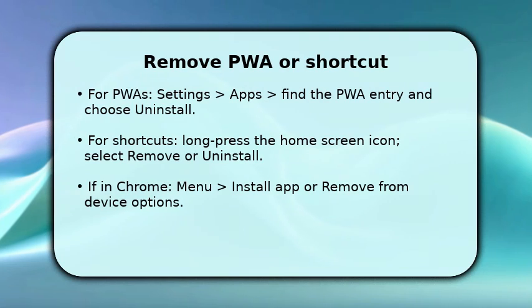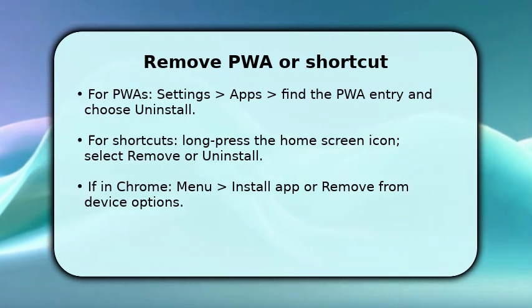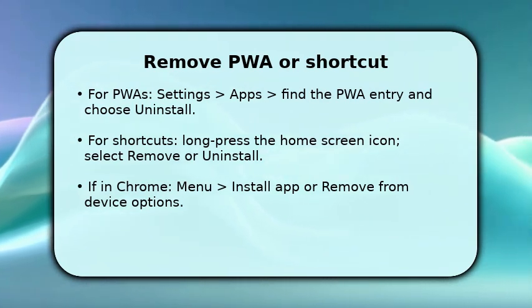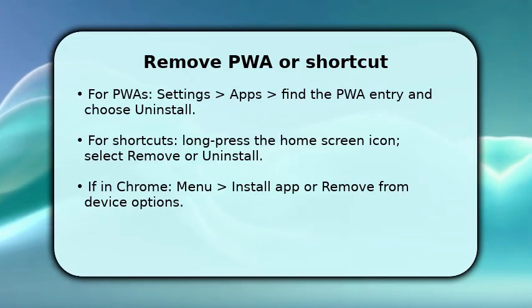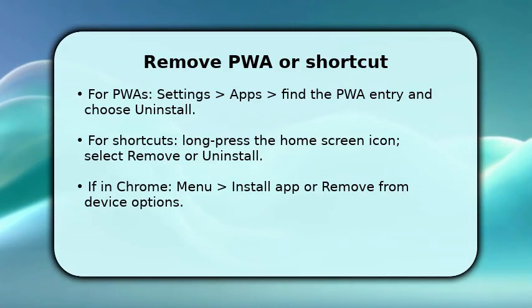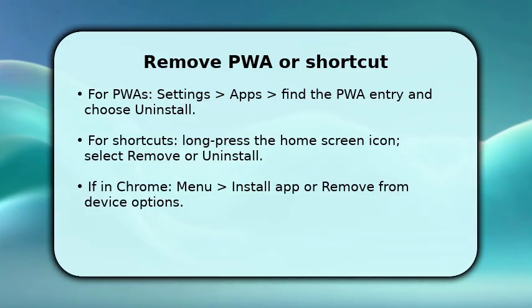Next, remove the app depending on its type. If it's a PWA, go to Phone Settings, then Apps, find the PWA name and tap Uninstall. This deletes app data. If it's a home screen shortcut, long press its icon and drag to remove or tap Uninstall. This won't affect browsing history.